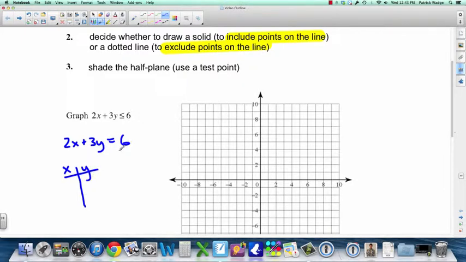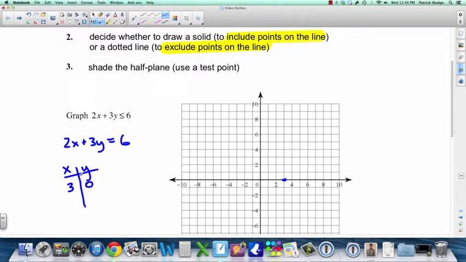Whoa, it's on an angle for some reason. So if I'm looking for my x-intercept, what I know about every point that's on the x-axis, it has a y value of 0. And if I put 0 in there, that's 3 times 0, so it's gone. All I have to ask myself is 2 times what equals 6? 2 times 3 equals 6. So that point is right here.